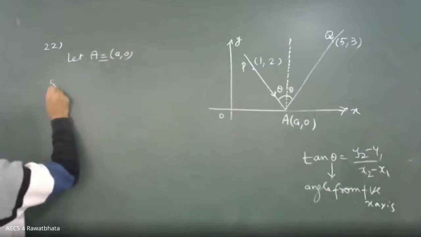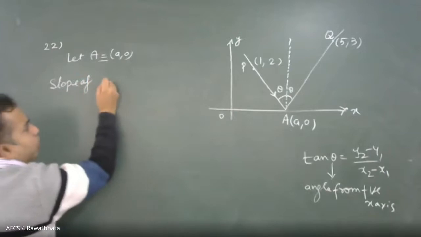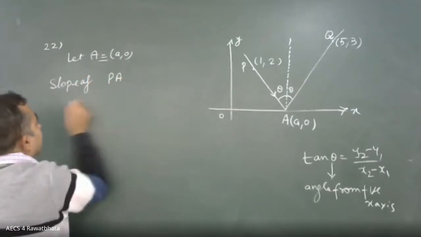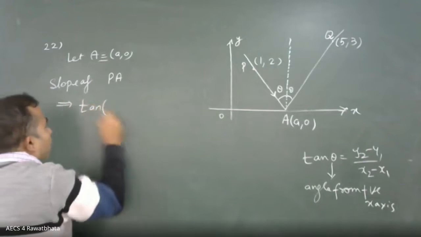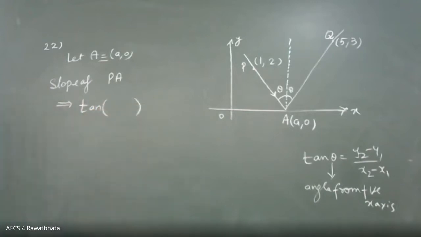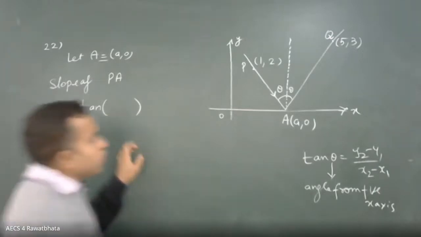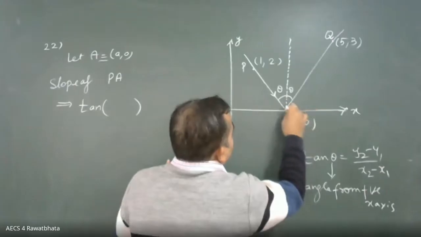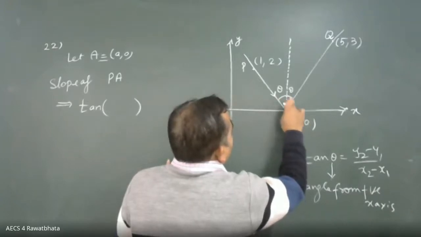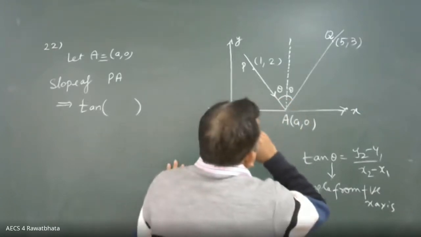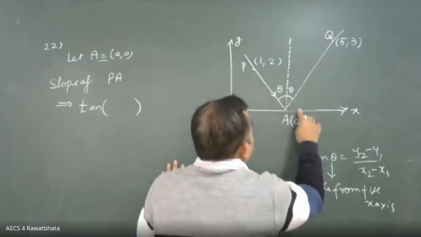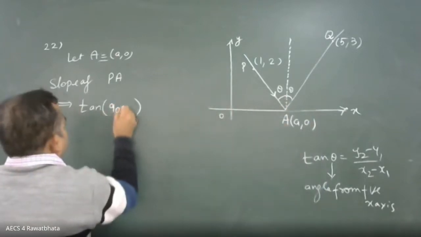Then the slope of PA will be equal to tan of the angle. How much, students, for PA? How much is this angle from the positive x-axis? I think it is (2 minus 0) divided by (1 minus a). This is 90 and this is theta. This will be 90 plus theta.